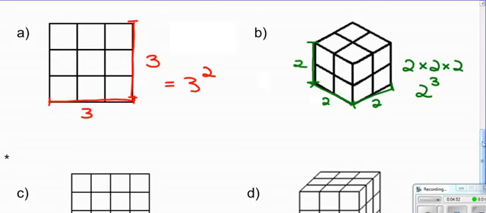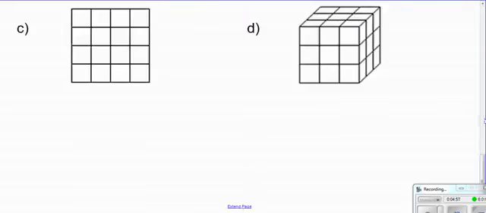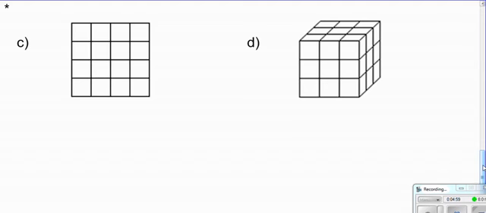And the shape is a cube, right? So these last two, I want you to give those a try. I am going to double check them with you in class tomorrow.